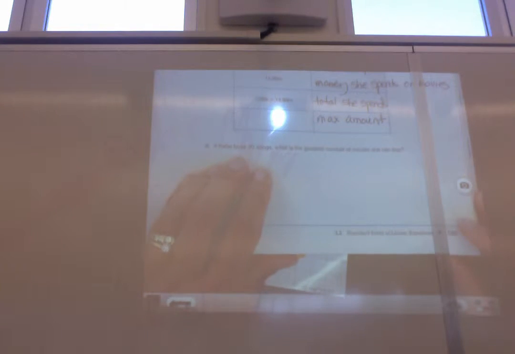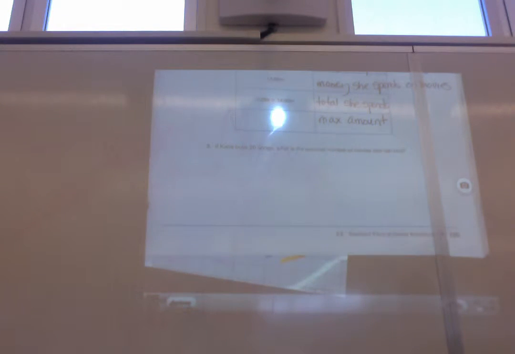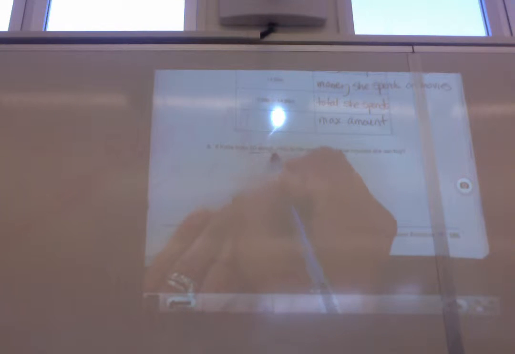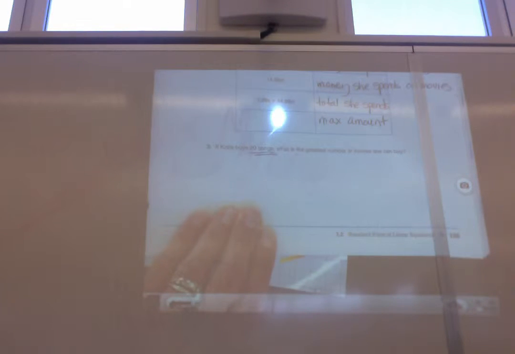Number 3. Brody, could you read 3 for us? If Katie buys 20 songs, what is the greatest number of movies she can buy? Here we go. We have an amount of songs, finally. Everything else was kind of organizing and hypothetical, but now she has 20 songs. How much does 20 songs cost?